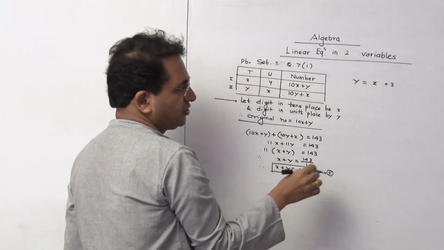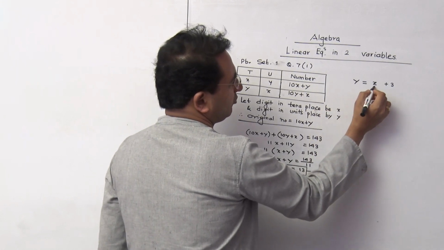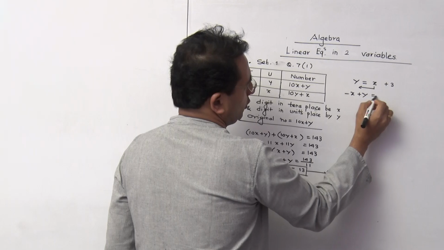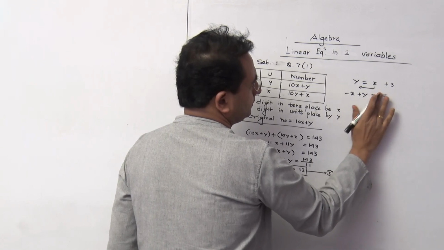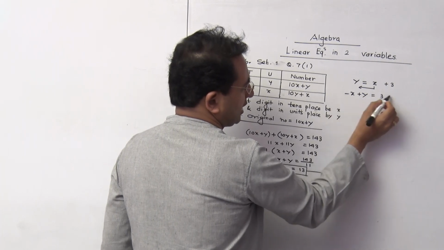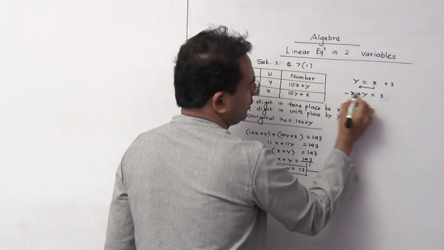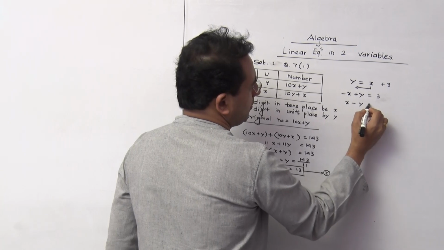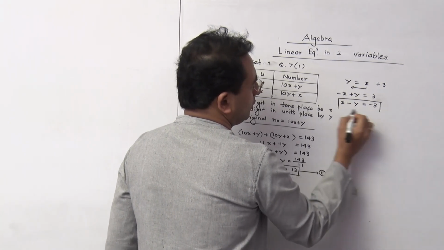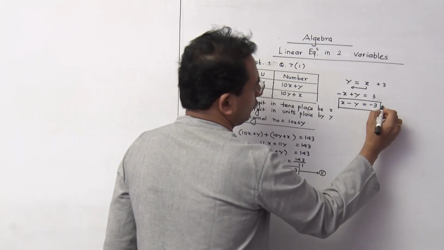This is the equation which is not in a standard form. So let us try this. It is y is equal to x plus 3, that is minus x plus y is equal to 3. And then we can write, this is not the standard form. So still we have to change all the signs. That is x minus y is equal to minus 3. We are going to have this as equation number 2.